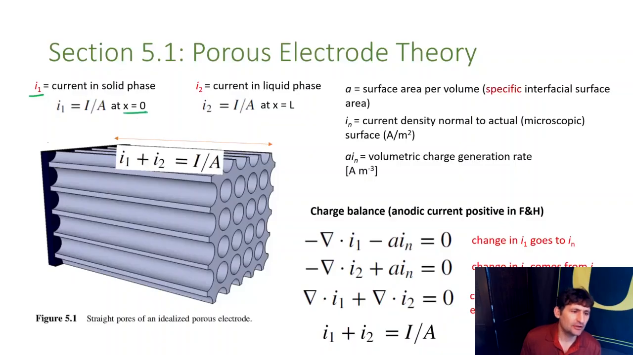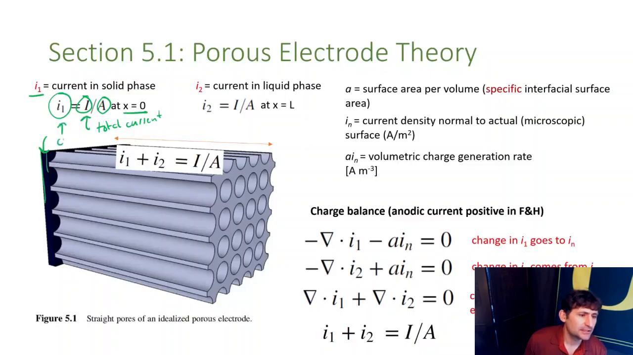At x equals 0, we have all solid phase. We have just current collector. Remember, this black piece is the current collector. So the current density, I1, is just the total current divided by the area at x equals 0. So we're going to define big I as the total current. And you'll have to get used to these engineering symbols and units, which are a little bit different than we used in Bard-Faulkner for analytical electrochemistry. But it's good to be able to switch back and forth between the two.